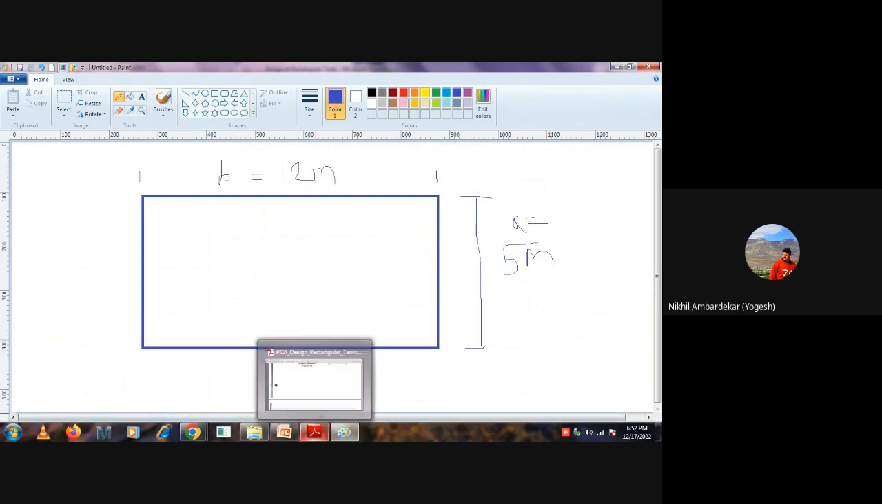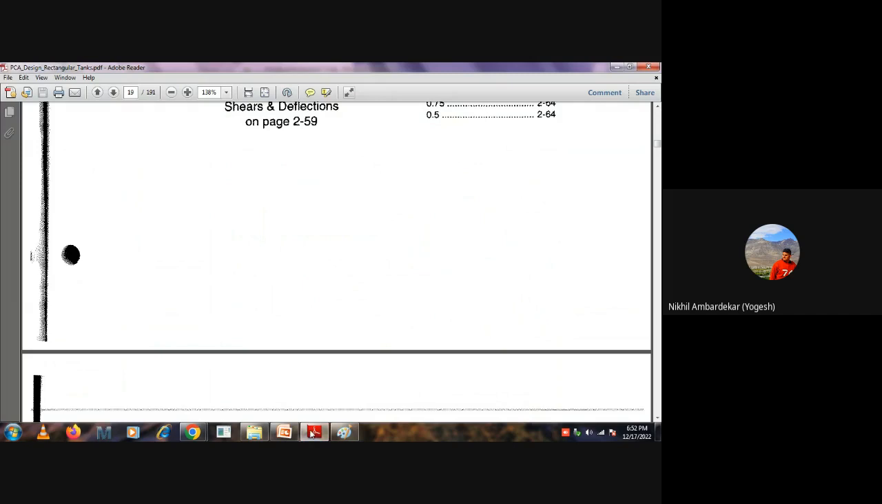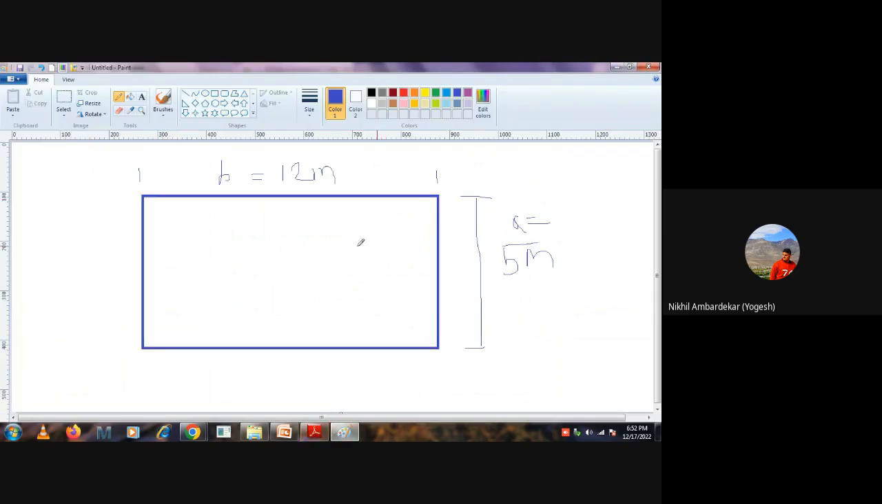So what will be our aspect ratio? This is my wall panel. This is fixed at the other wall, fixed at the base slab, and fixed at the other wall. And let's say we don't have a roof slab, so this is free.